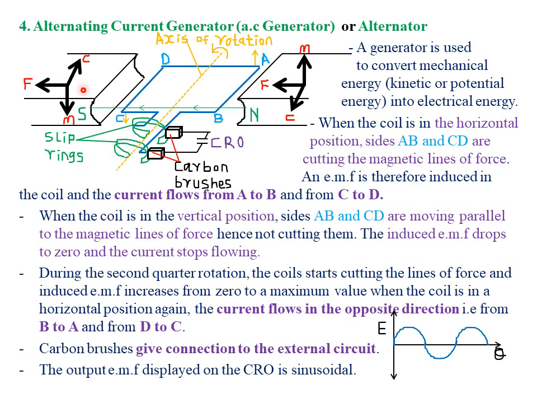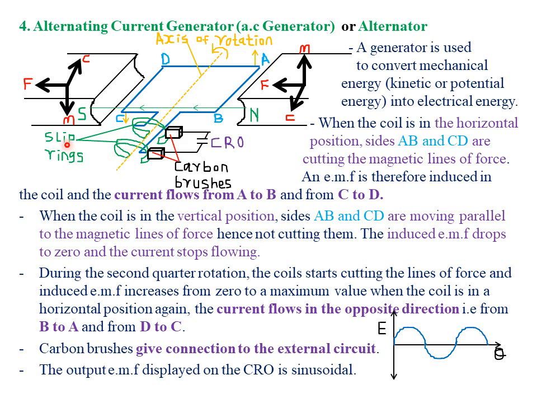So let's look at the main features of an alternator or the AC generator. Of course, it has a magnet, then it has a rectangular coil which is placed within the magnetic field. Then it also has some carbon brushes which connect it to the CRO, that is the cathode ray oscilloscope, which is used to display the waveforms of the induced EMF. Apart from those features, the alternating current generator also has what we call the slip rings.